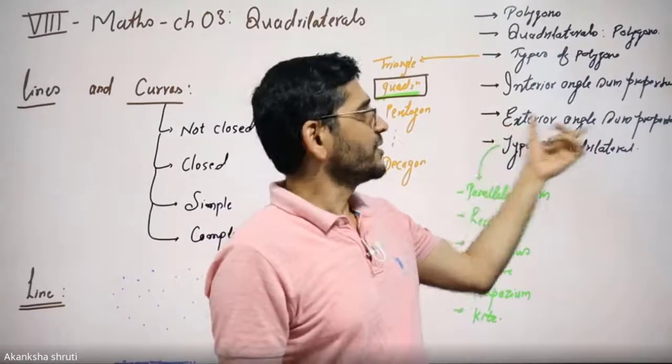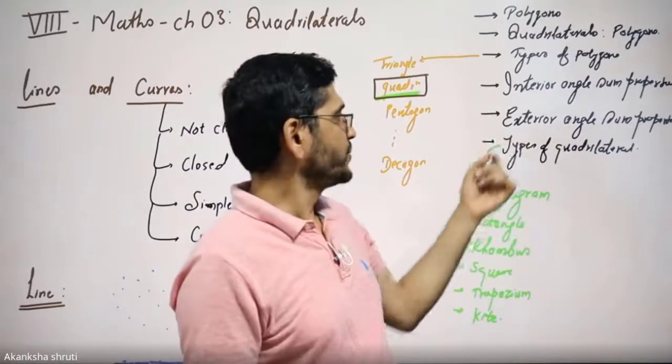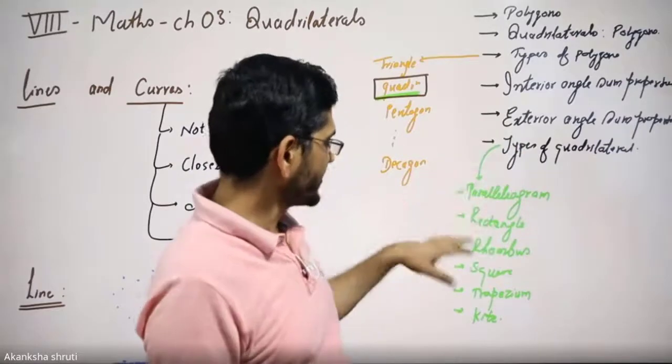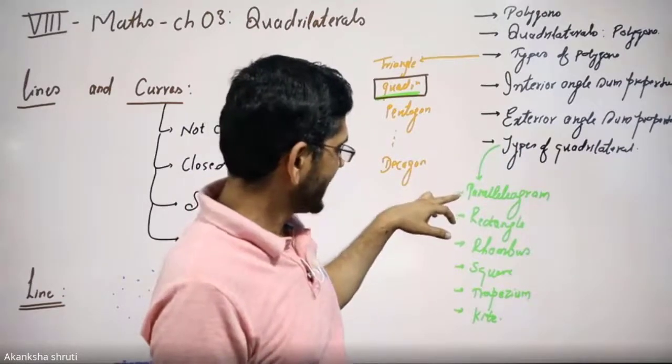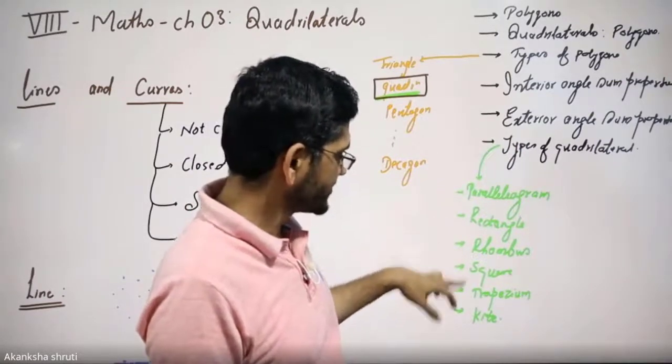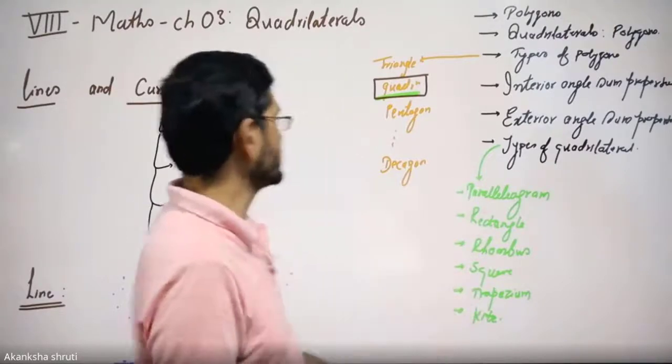Then the sum of external angles of a polygon. Then types of quadrilateral. This quadrilateral can be parallelogram, rectangle, rhombus, square, trapezium, kite. These things we have to learn.